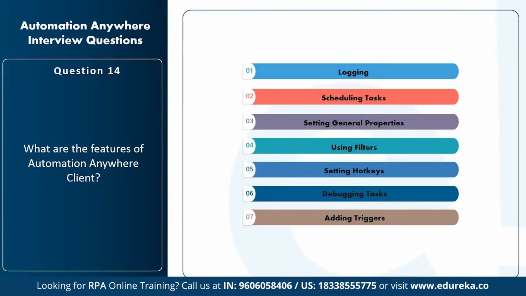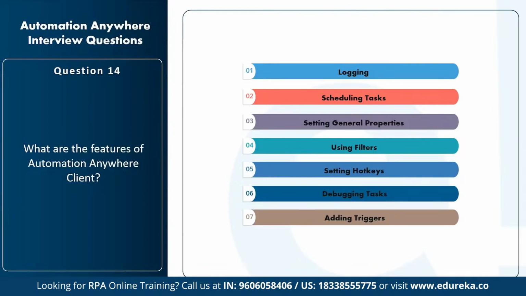Starting with login, you can use the log to file command to create a log file in which taskbot or metabot information can be stored. Coming to scheduling tasks, Automation Anywhere provides a scheduler and a scheduler manager that you can use to run your tasks anytime and any way that you want.